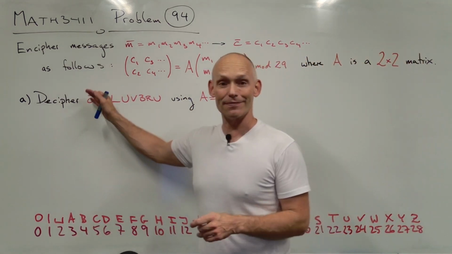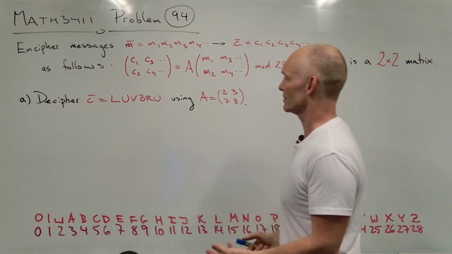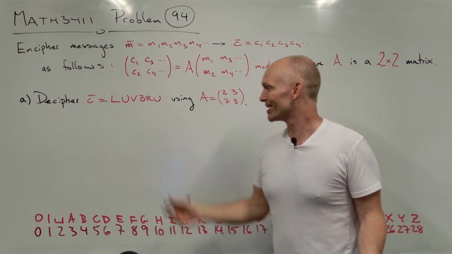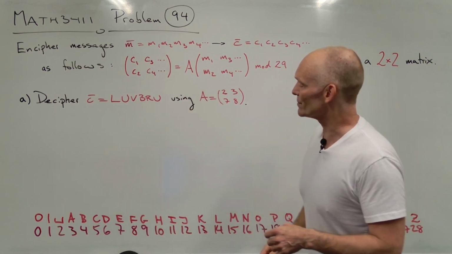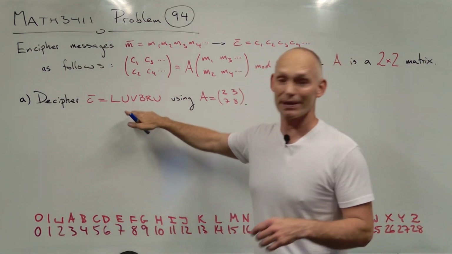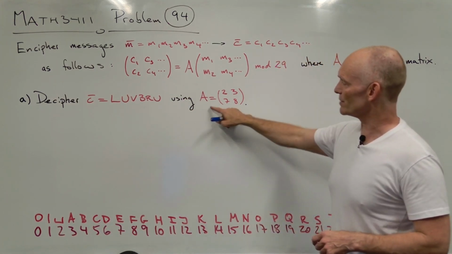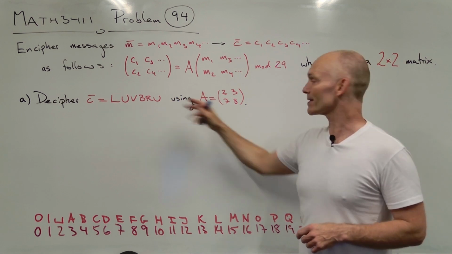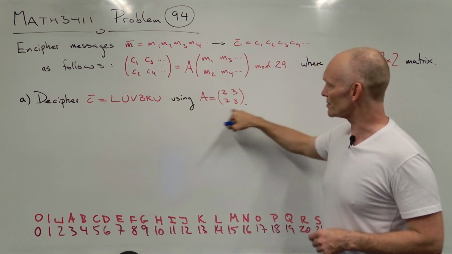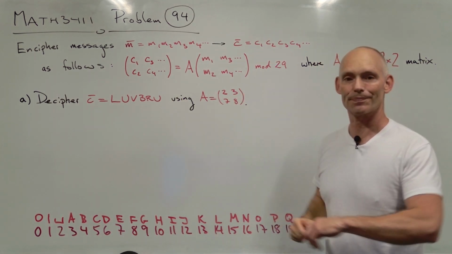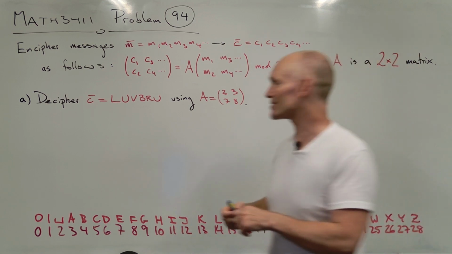In the first part, we have to decipher this ciphertext here, love brew. Whatever that means, that's not the actual message, that's not the plaintext, that's the ciphertext, where we have to somehow get from the ciphertext back to the plaintext by deciphering it. And we're told that the matrix that's used to encipher the message to get that ciphertext is this one here, 2378. So, how do we do that? Well, I suppose we have to go backwards. So let's have a look.